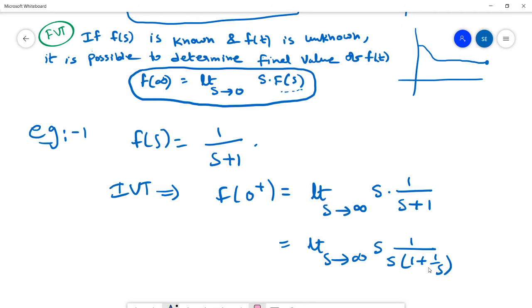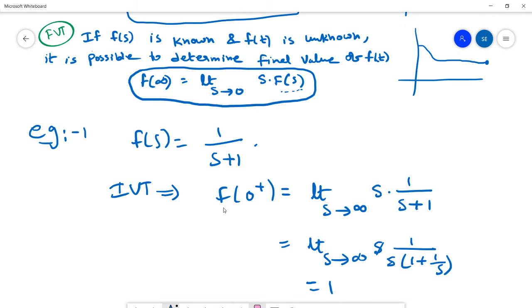Sorry, 1 by 1 by s. So when you apply this s and this s will get cancelled out. When you apply infinity to this denominator s, what happens? 1 by infinity is 0, right? So this will become 0, and 1 by 1 it is 1.